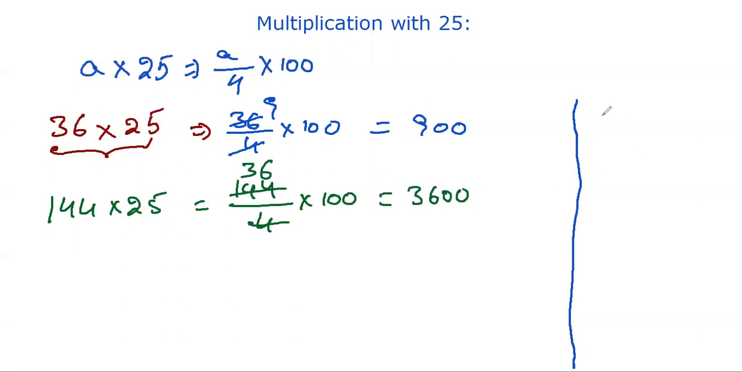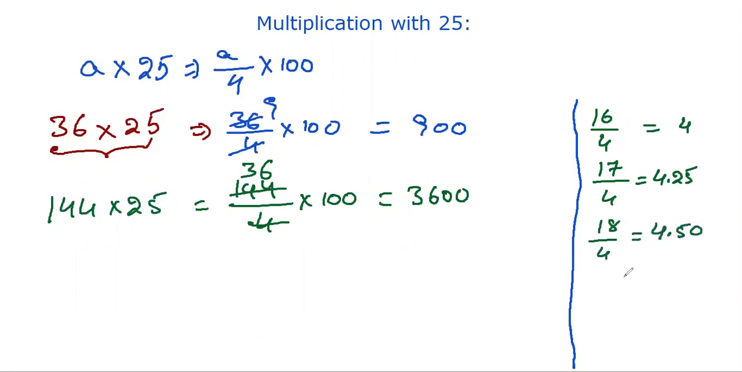So maybe you are having a doubt like this. Sir, every number will not be divided by 4. Of course, it is not divided by 4 every number. But for your understanding purpose, I will take here 16 by 4. What is the value? 4. 17 by 4, what you will get? 4.25. 18 by 4, 4.50. 19 by 4, 4.75. 20 by 4, again 5.